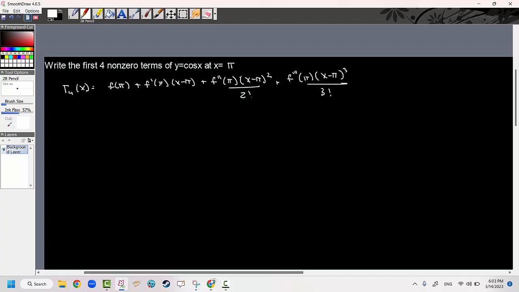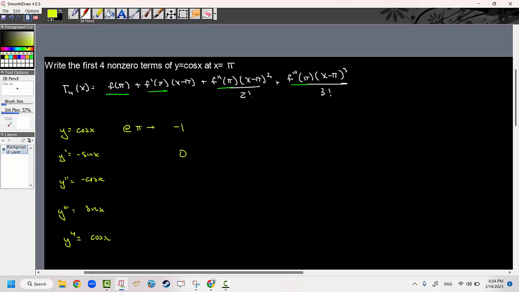So from here, let's find out what each of these values are. What is f of pi, f prime, f double prime, f triple prime, all that mumbo jumbo. So remember, y equals cos x, right? So y prime, negative sine x. Y double prime, negative cos x. Y triple prime, sine x. Y quadruple prime, cos x. And we just keep on going down the chain. So what happens at pi? So at pi, I get cos of pi, which is negative 1, 0, right? This is going to become positive 1, 0, and negative 1 again. Okay, how does this help me?